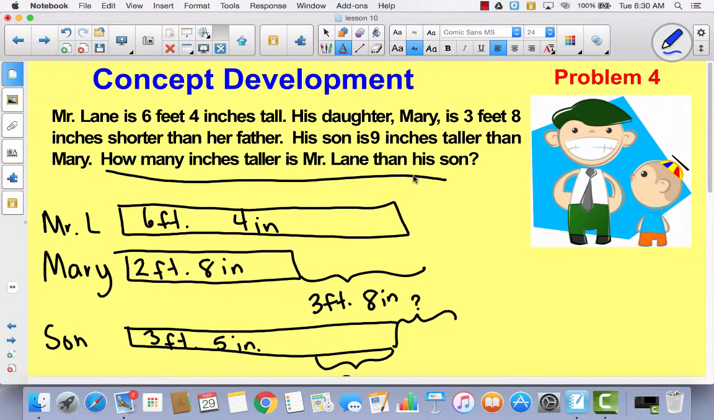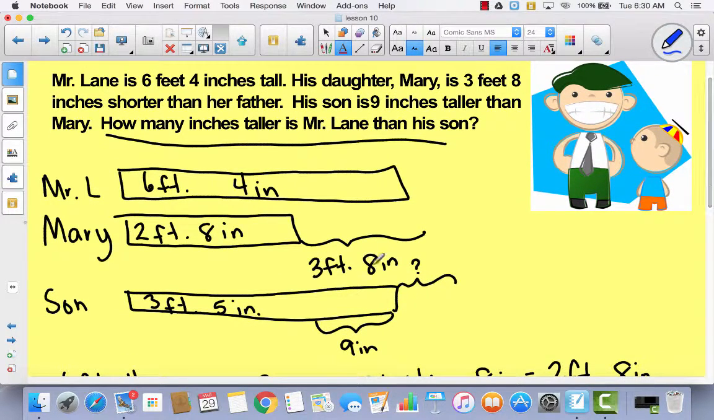Okay, so first of all, I drew my model, and I knew that Mr. Lane was 6 feet 4 inches tall. I didn't know how tall Mary was, but I did know she was 3 feet 8 inches shorter than her dad. So I subtracted these two to find that Mary was 2 feet 8 inches tall. Then I knew that the son was 9 inches taller than Mary. So I took Mary's height and I added 9 inches, and I got 3 feet 5 inches.